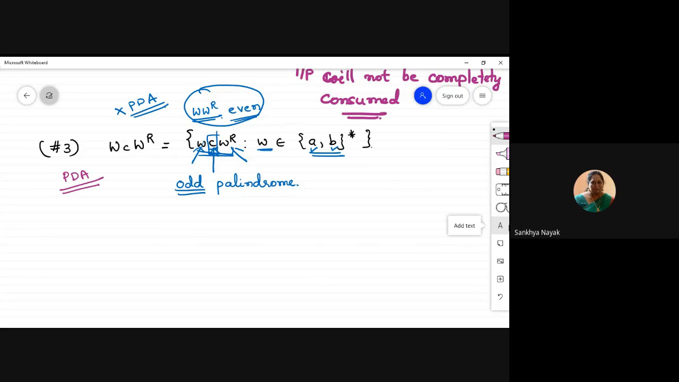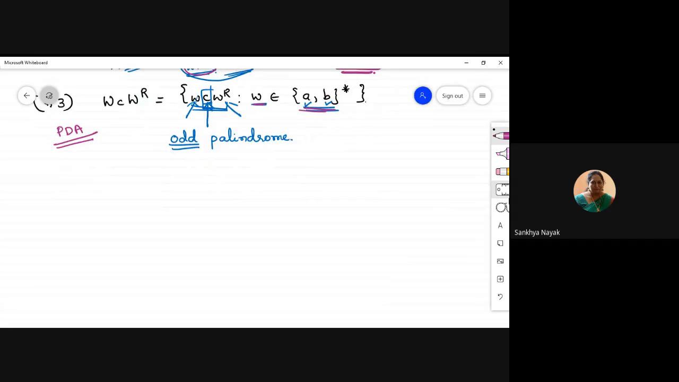You cannot design it for W W^R, which means they'll be made up of only A's and B's, okay? For which again next topic we'll take, that is Turing machine. After a few classes, we'll see we can design it using Turing machine, okay? So what is the logic that we are going to apply? Now let us see some examples for that palindrome, okay? So ABCBA should be accepted. This is a palindrome. This is W. This is W reversed.